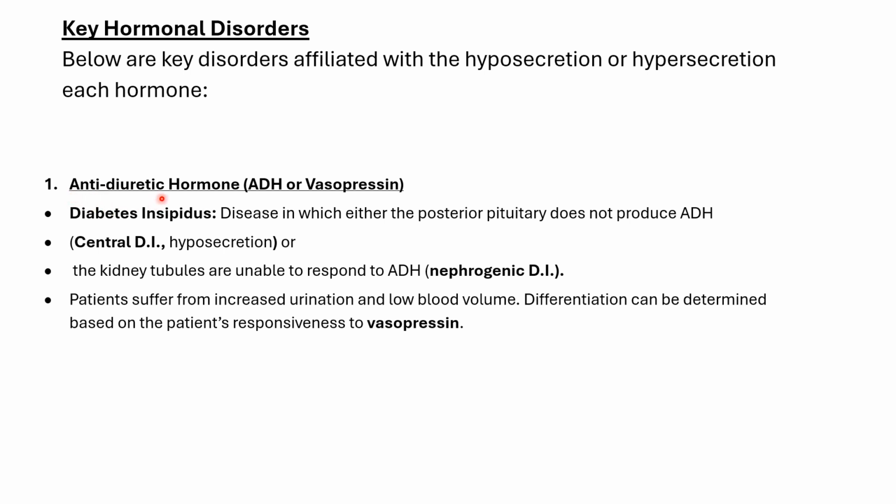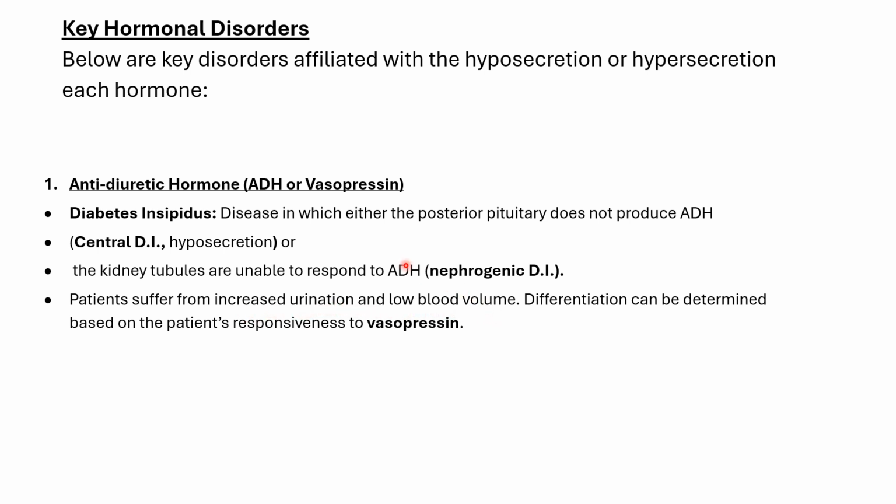So when ADH is present, it causes reabsorption of water from the kidney tubules. As a result, the amount of urine produced is very small. Now just imagine what will happen if there is too little antidiuretic hormone. When there is too little antidiuretic hormone, that water will not be reabsorbed back into the body, and that water will be passed in the urine. So the patient suffers from increased urination and low blood volume.